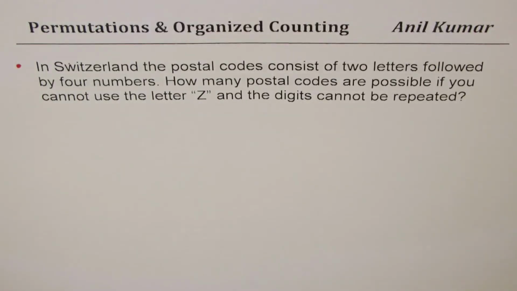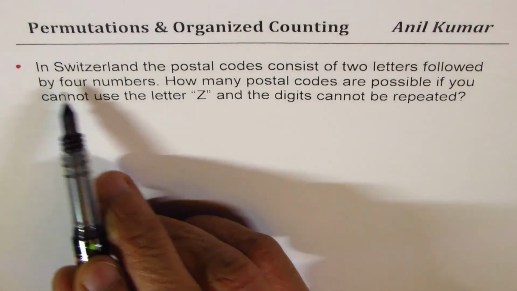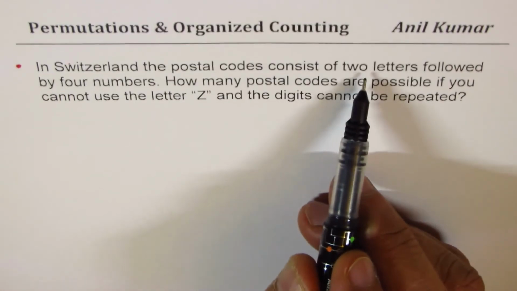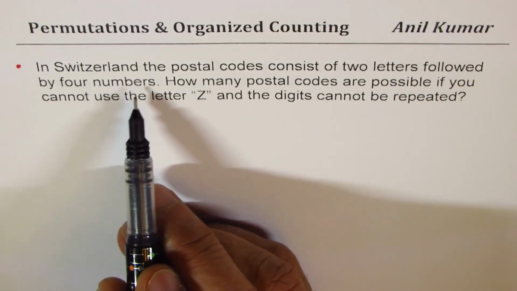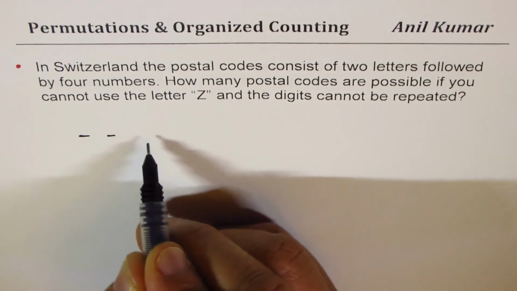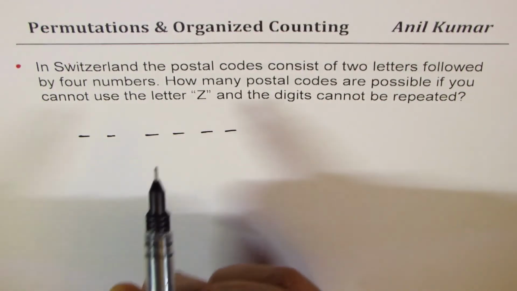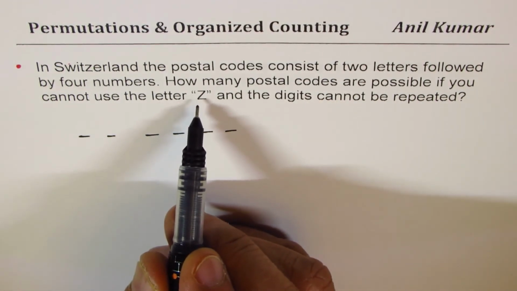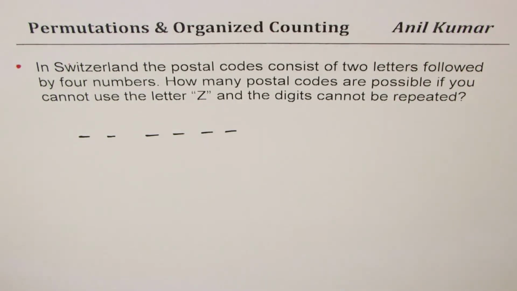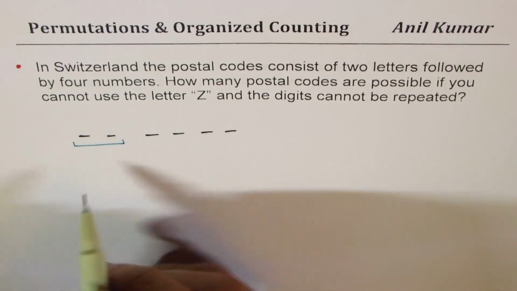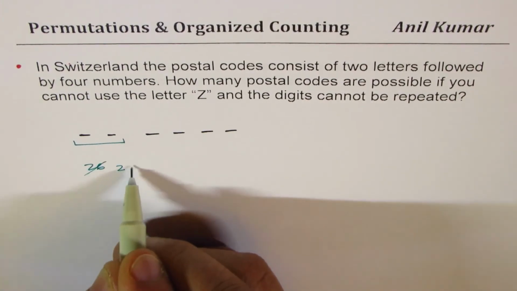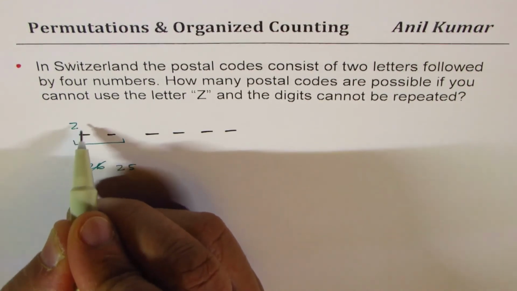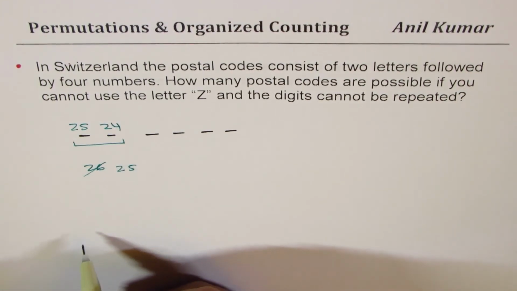So now we are entering into repeated or identical items. In Switzerland, the postal codes consist of 2 letters followed by 4 numbers. How many postal codes are possible if you cannot use Z and the digits cannot be repeated? Okay, so if you're not using Z, then out of 26, we are left with 25. So these combinations are 25 and 24.